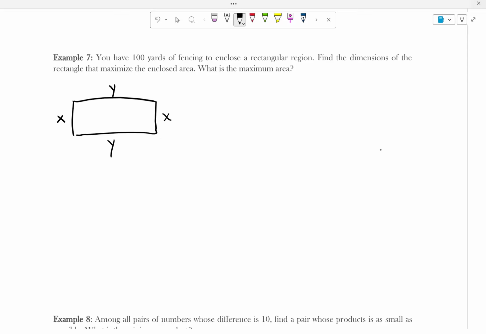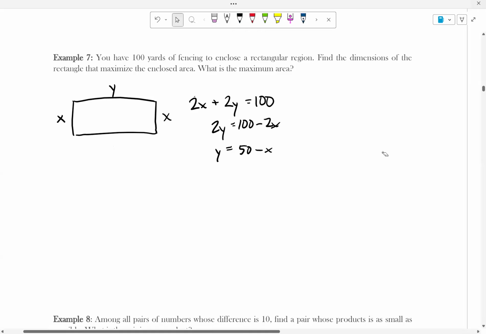This is y. Now I could do a little work here and say that since I know we have 100 yards of fencing, 2x plus 2y equals 100. And what I want to do is replace that with some expression for x. I don't want two different variables in my problem. We'll do that in another unit. In this case, we just want one variable. So I know that 2y equals 100 minus 2x, or y equals 50 minus x.